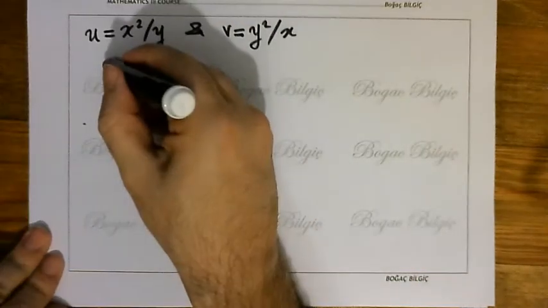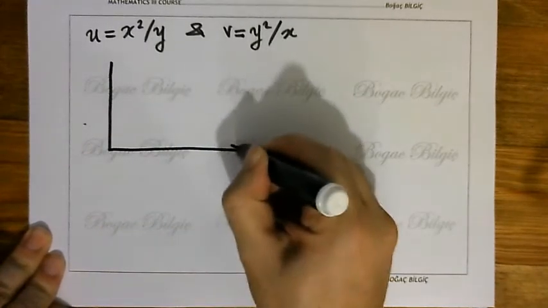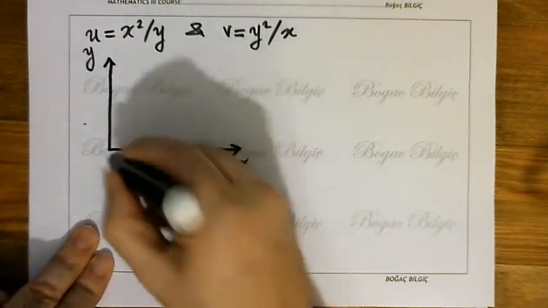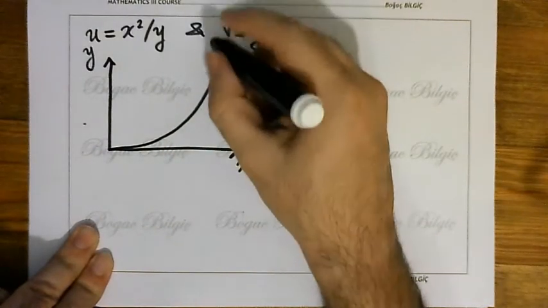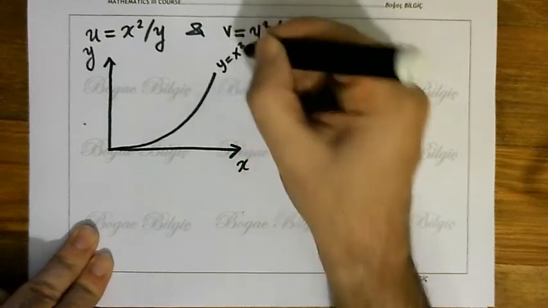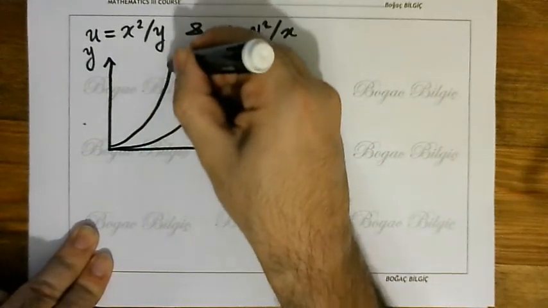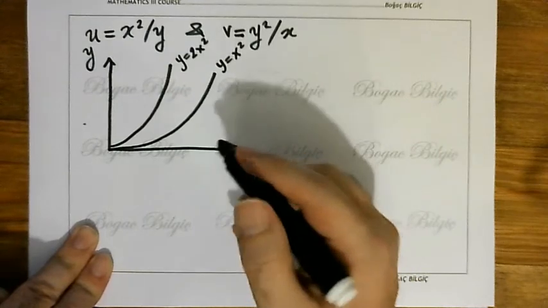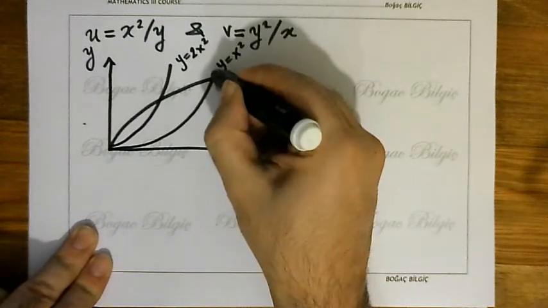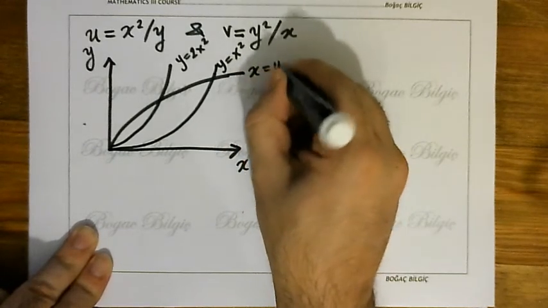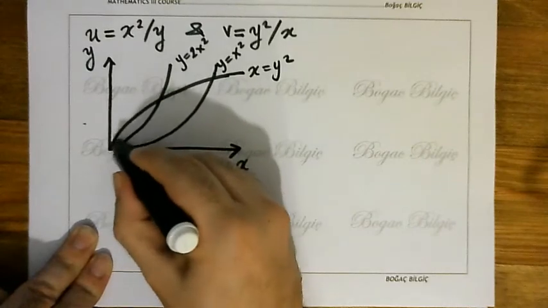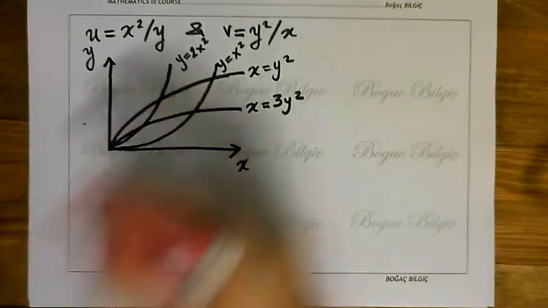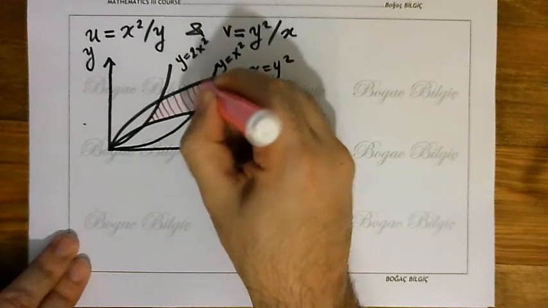First we draw the region. This is the region, this is x, y. Now this is y is x square, and this is y is 2x square, and this is x is y square, and this is x is 3y square. This area is D.